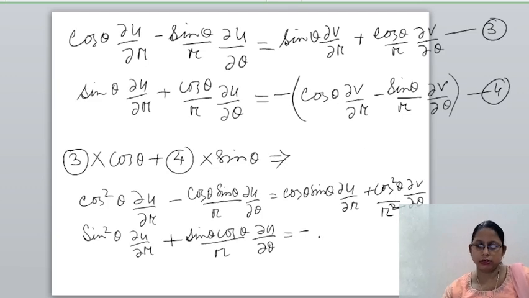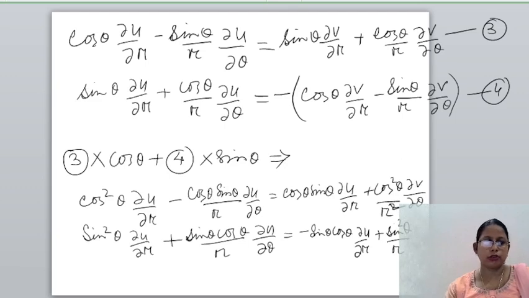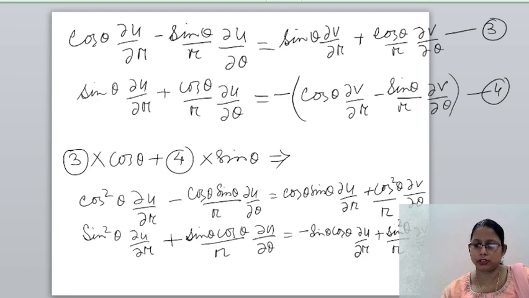expand the minus, here it is sine theta cos theta del u by del r. Minus minus will be plus, sine square theta by r. There is no r square here. This is del v by del theta.